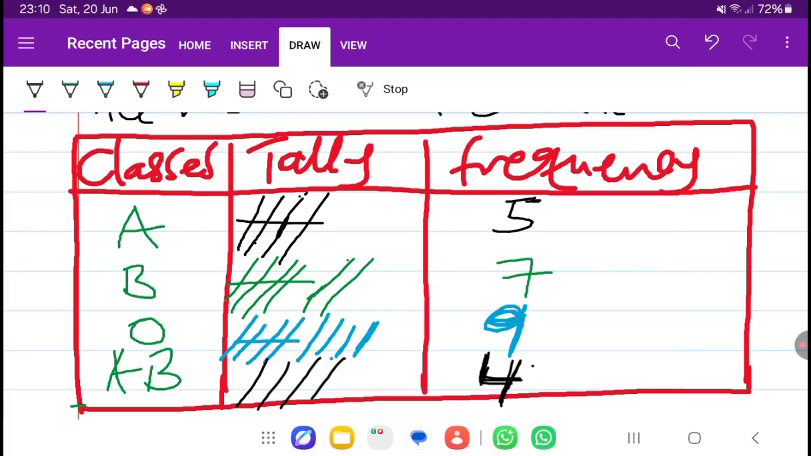Now the big question for you to do right now is to add up the total frequency. Remember, they told us there were 25 new army recruits. So you add. Are these people actually giving you 25?